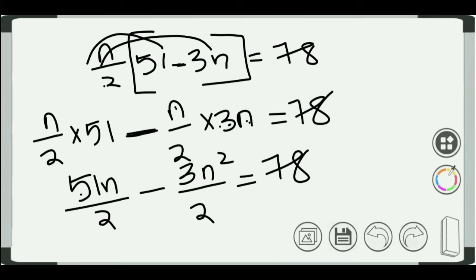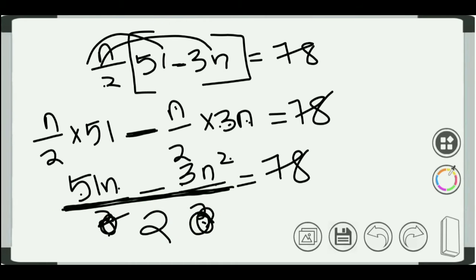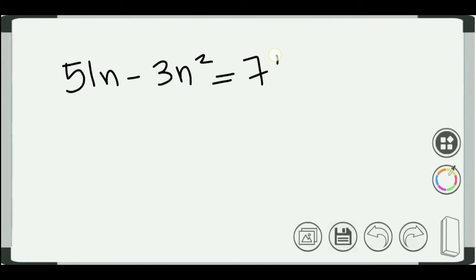So this 51n by 2 minus 3n square by 2, I can put it in a common denominator 2. Instead of writing two 2's, I can write one 2 for both. Right? So I can take this 2 this side, so this is divided by 2, and when I take it this side, it will be multiplied by 2. So 51n minus 3n square is equal to 78 into 2.